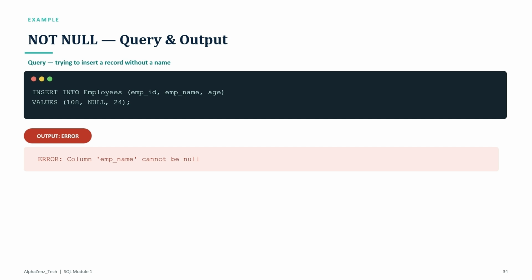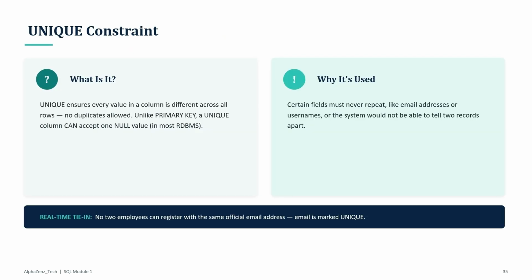Slide 41. NOT NULL, query and output. Let's break it on purpose. INSERT INTO employees (emp_id, emp_name, age) VALUES (108, NULL, 24). We are trying to leave the name empty. Point at the red error box, and look at the output. Error: Column emp_name cannot be null. The database literally refuses to save this row. That's NOT NULL doing its job.